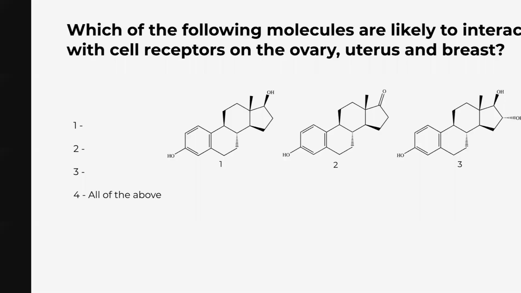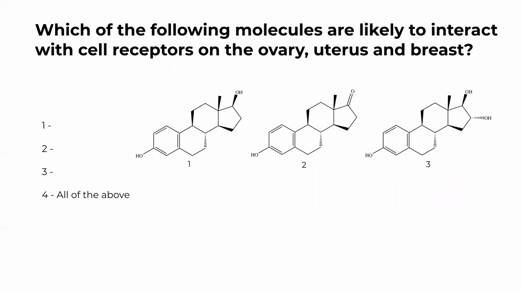Let's try another one. This one says, which of the following molecules are likely to interact with cell receptors in the ovary, uterus, and breast? I think that should say in, not on, but I was writing these questions this morning as I was preparing for our lesson today. So Zenab says 4. Sumi says 4 as well.